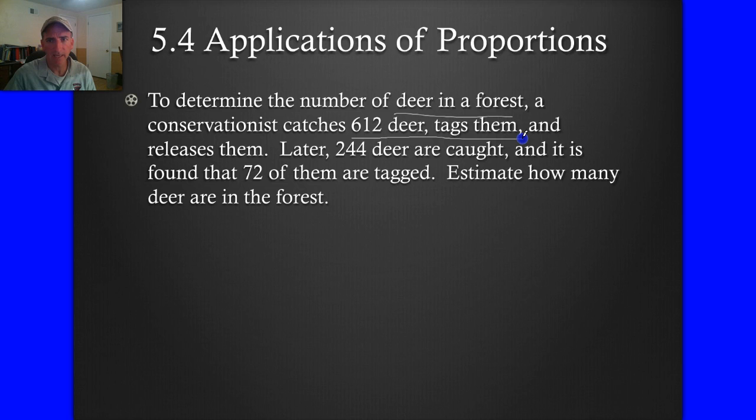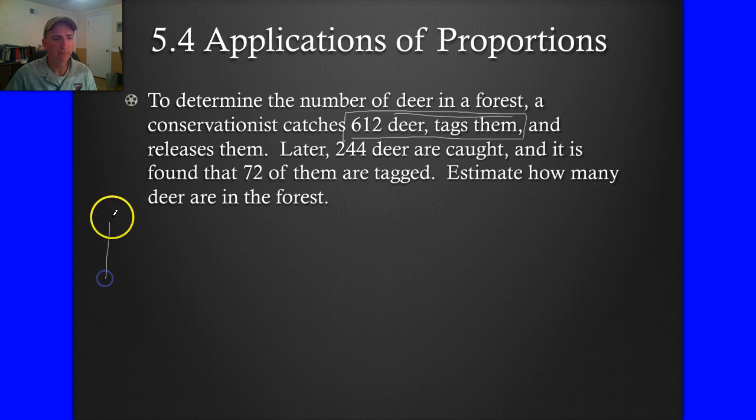This particular question says, to determine the number of deer in a forest, a conservationist catches 612 deer, tags them, remember that, and releases them. Later, 244 deer are caught, and it is found that 72 of them are tagged. Estimate how many deer are in the forest. Well, let's take a look at what's really going on here.